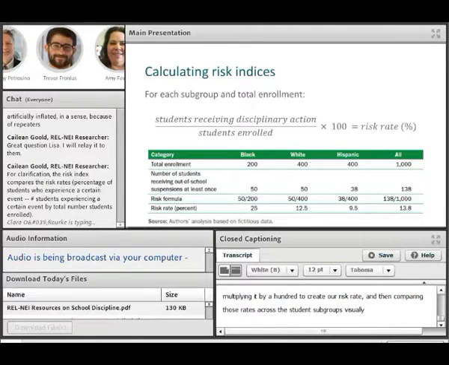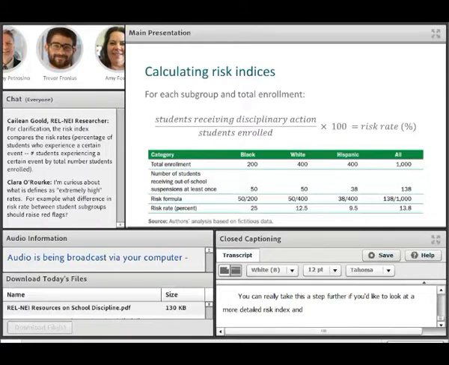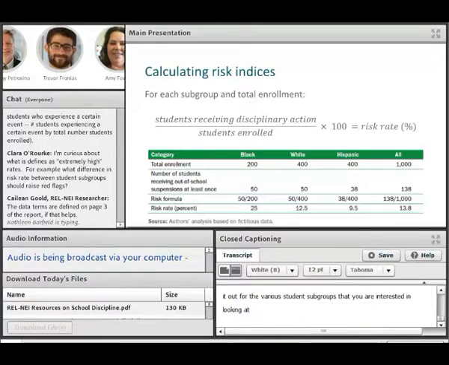You can really take this a step further if you'd like to look at a more detailed risk index and disaggregate the results. For example, you could look at risk for suspension by race and ethnicity, and also by disability status. So from here, we would take this data and extrapolate it out for the various student subgroups that you're interested in looking at. After you've calculated a risk index, it's just an easy extension to then look at risk differences and risk ratios. So we'll talk about those next.